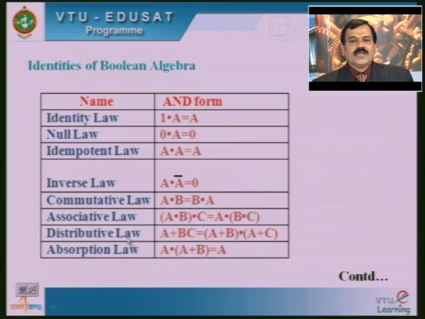And the distributive law: a plus b c can also be split like a plus b dot a plus c. Even if we split like this, ultimately the value of the equation is not going to alter. The RHS is always equal to the LHS. The last one is the absorption law, that is a dot a plus b. Irrespective of the value of b, whether it is 0 or 1, the value we assign to a is going to remain as the result of a dot a plus b.